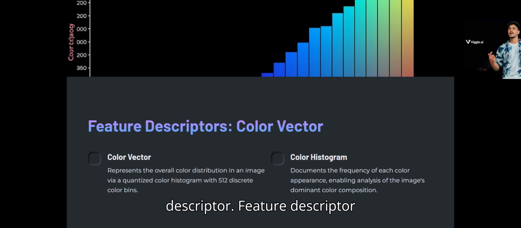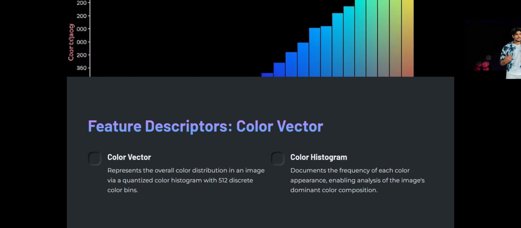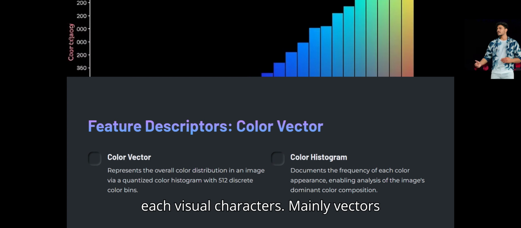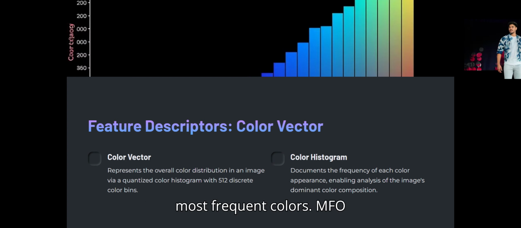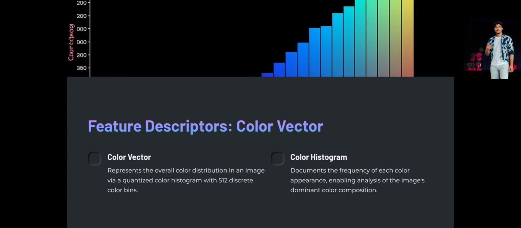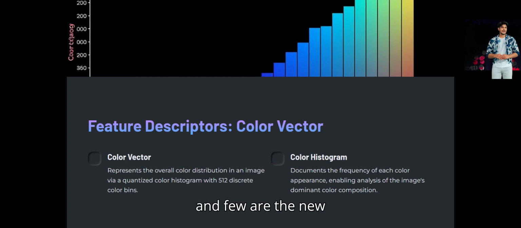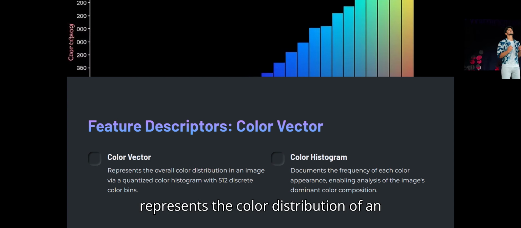In feature descriptor, each visual characteristic is represented by a set of vectors. Mainly the vectors include color vector, MFC, most frequent colors, and MFO, most frequent orientation. First one, color vector. Color vector represents the color distribution of an image.